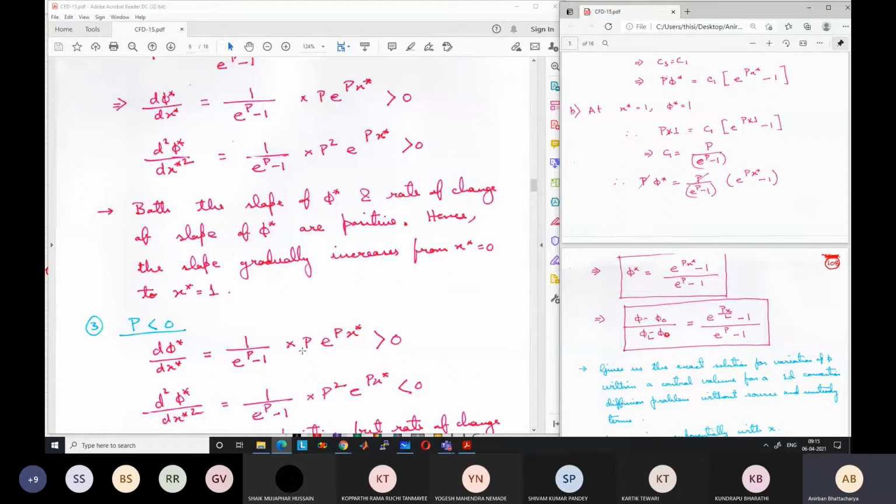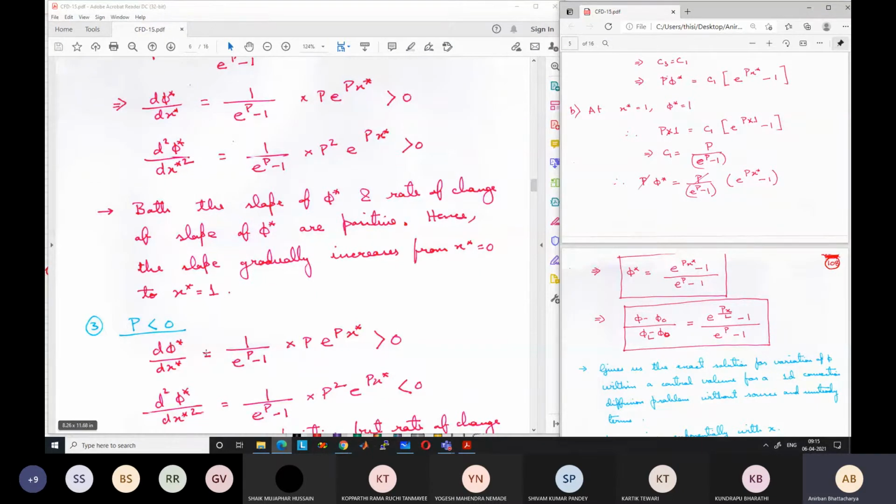So the first part is negative, and p is also negative again. And e to the power p x star is positive. Exponential has to be positive. So there are two negatives, so the entire thing becomes positive. So the slope is positive. Slope of phi star is positive. What about the double derivative?